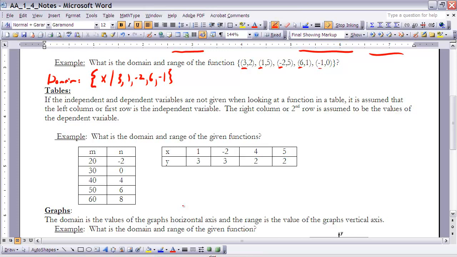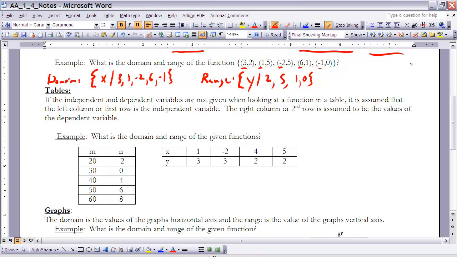The range is going to be all the y values. So using set builder notation for that, it's y such that 2, 5, notice I don't write 5 twice even though there are 2 5s, 1, and 0. That would represent the y values, or the range of that function.